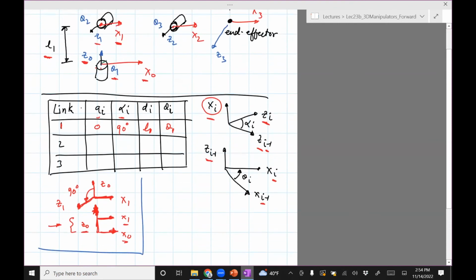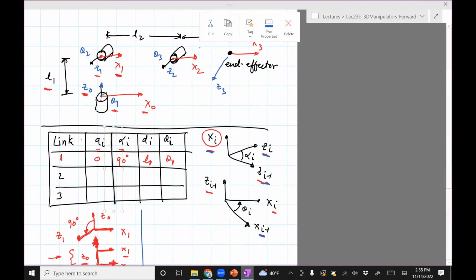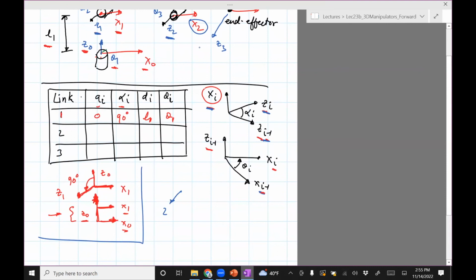Okay, now let's do the second line. So I need to put i equals 2. Let's do this one first, it's easier, alpha. So i equals 2: the angle between Z1 and Z2 about X2. So Z1, Z2 about X2. Let's draw that. Z1, Z2, and X2.